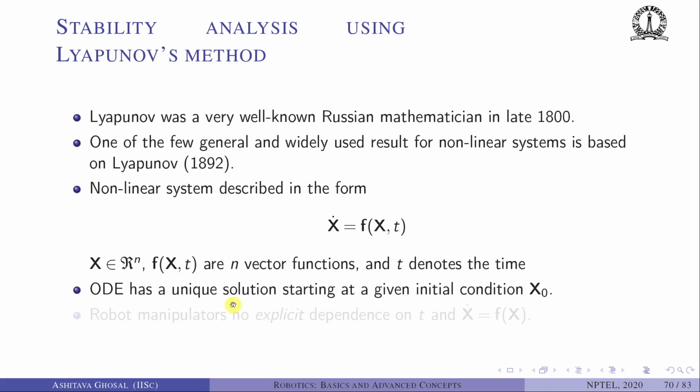This ODE has a unique solution starting at a given initial condition. If I give you an initial condition, I can at least conceptually integrate, definitely integrate numerically, and find what x is at every time instant. This is the context of Lyapunov stability. Moreover, in robot manipulators, there is no explicit dependence on time. So we will be left with only x dot is equal to f of x, slightly simpler than x dot is equal to f of x comma t.